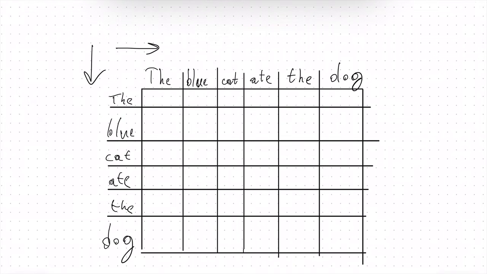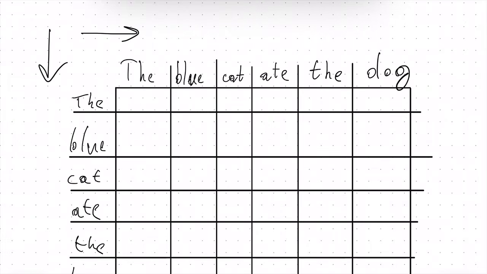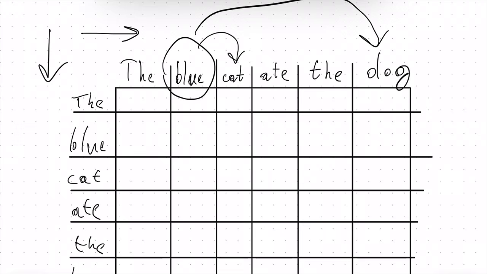So let me explain the basic idea of attention with this table. We will have the sentence, "The blue cat ate the dog," on the x-axis, and the same sentence on the y-axis. What attention does is it looks at each word in the sentence and decides which other words it should pay attention to. Here the word blue refers to cat, but as an adjective, it could also refer to dog.